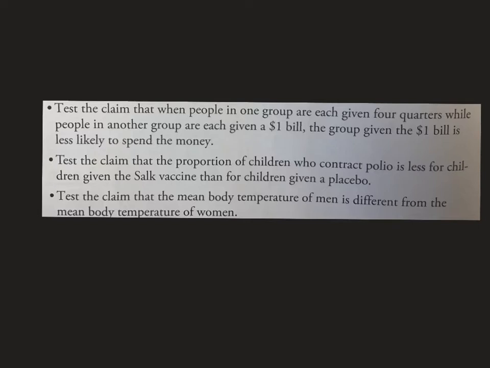The first one says test the claim that when people in one group are given four quarters, while people in another group are given a dollar bill, the group given a $1 bill is less likely to spend the money. So two different groups, there'll be two sample proportions, and so we're studying one sample against the other. The second one, test the claim that the proportion of children who contract polio is less for children given a Salk vaccine than for children given a placebo. So again, two different groups, two different proportions. And the last one, test the claim that the mean body temperature of men is different from the mean body temperature of women. Again, two different groups. We're going to see how we compare the two proportions together.